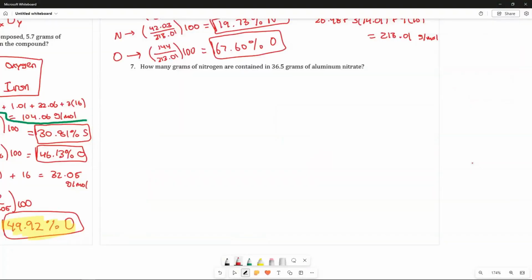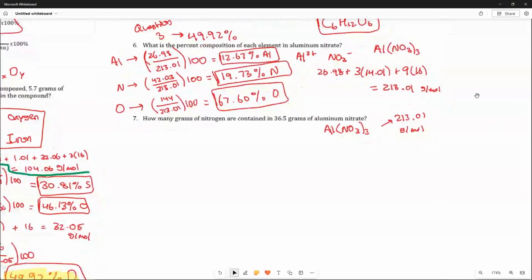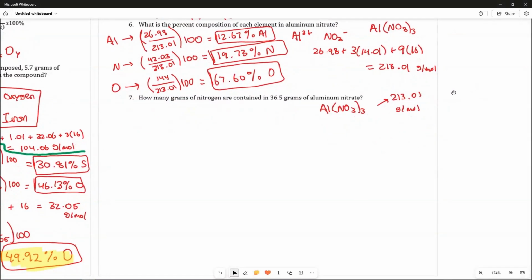Alright, let's take a look at question 7. How many grams of nitrogen are contained in 36.5 grams of aluminum nitrate? From our previous question, let's recall that aluminum nitrate, Al(NO3)3, is equal to 213.01 grams per mole for its molar mass. We calculated that in our question above. Let me move up a little so you can see the previous question.